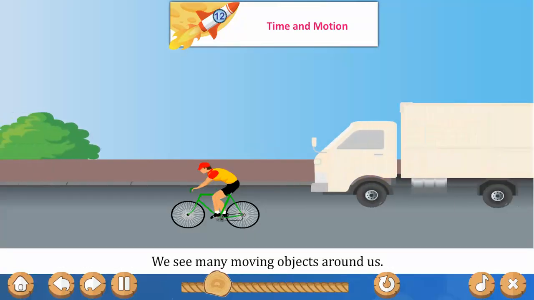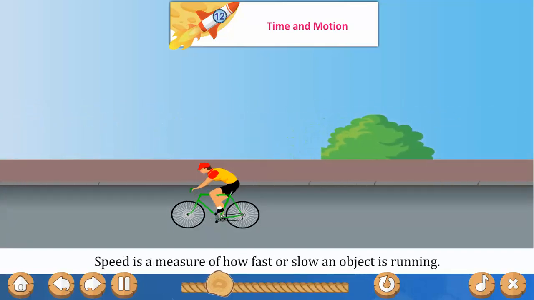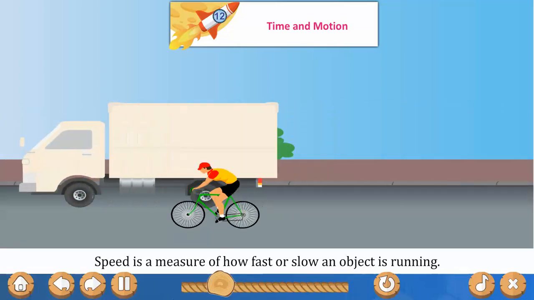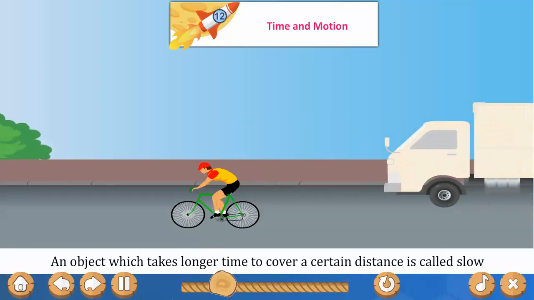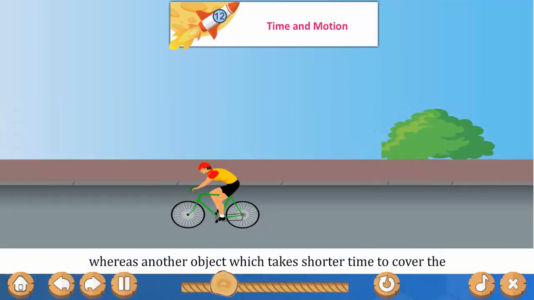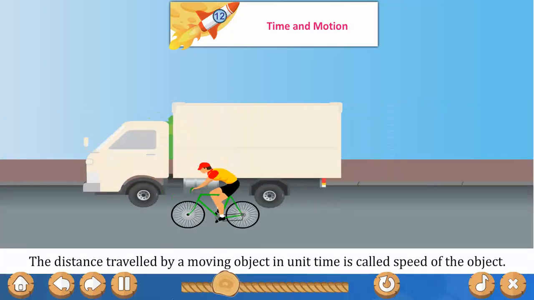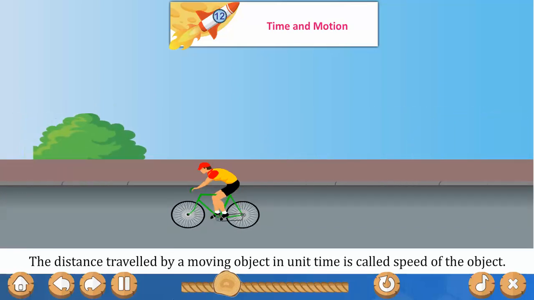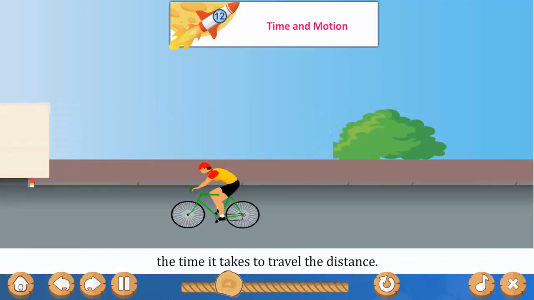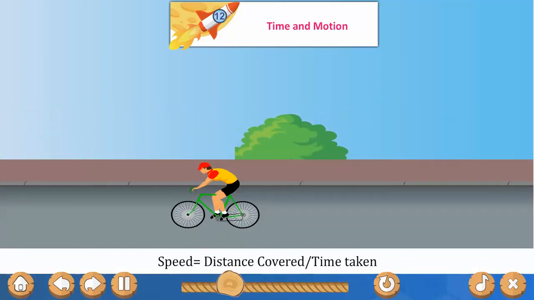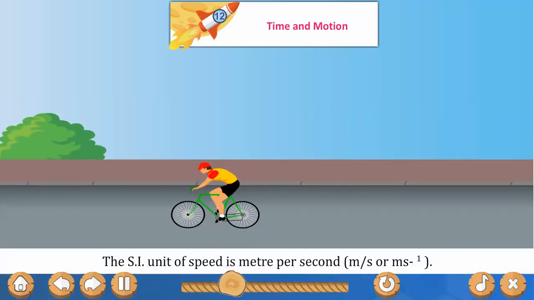Speed. We see many moving objects around us, but how can we decide which one is moving faster? Speed is a measure of how fast or slow an object is running. An object which takes longer time to cover a certain distance is called slow, whereas another object which takes shorter time to cover the same distance is said to be fast. The distance traveled by a moving object in unit time is called the speed of the object. To find the speed of an object, we divide the distance traveled by the object by the time it takes to travel the distance. Speed is equal to distance covered divided by time taken. The SI unit of speed is meter per second.